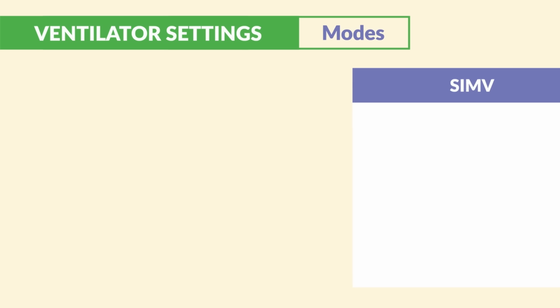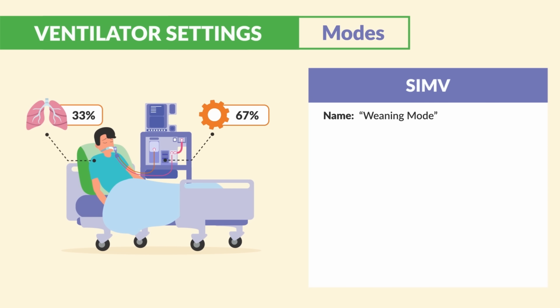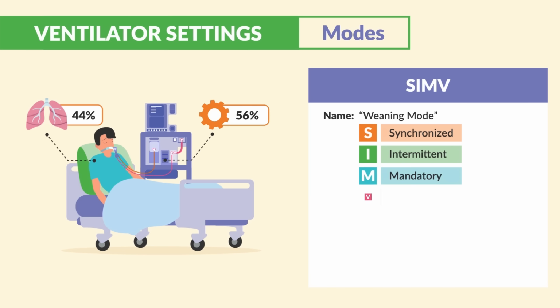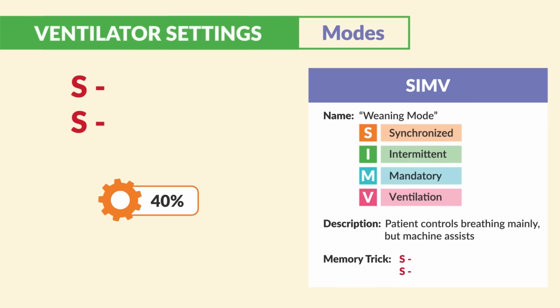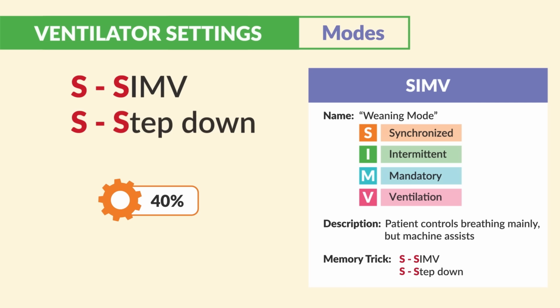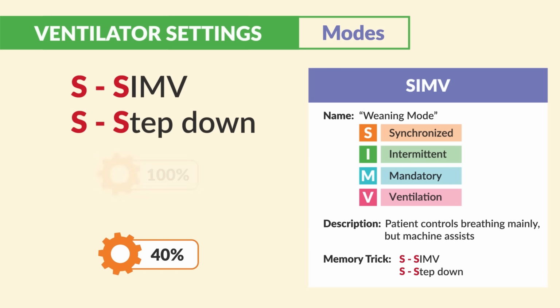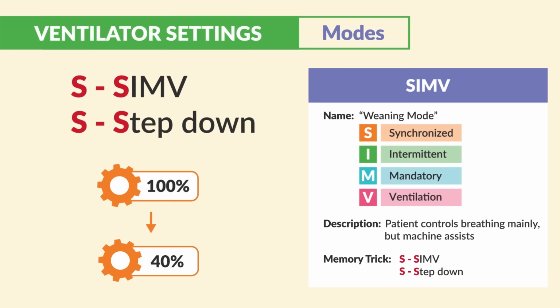Next is SIMV. This is known as the weaning mode. The fancy word is synchronized intermittent mandatory ventilation. Basically, the patient controls breathing mainly, and the machine assists. So think of the double S's here. S for SIMV is S for step down. We're basically stepping away from full control, and we're doing the weaning. We're allowing the patient to take control of their own respirations here.